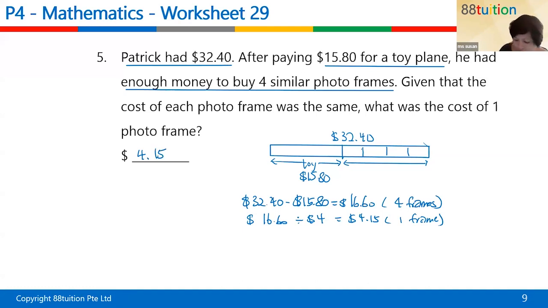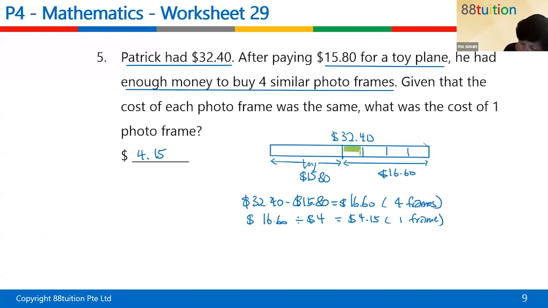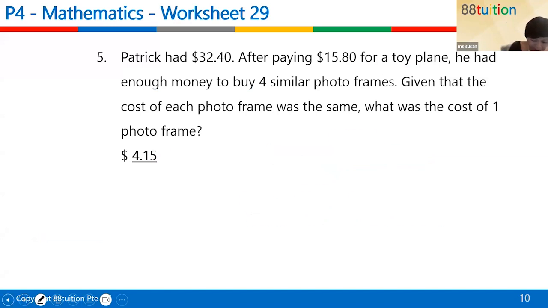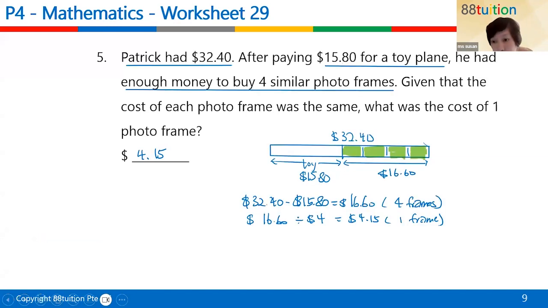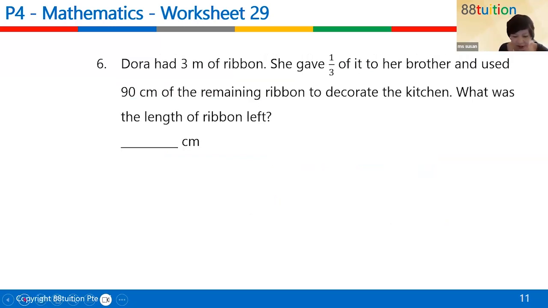$4.15. That is meant for each. So for this, each here is 1, 2, 3, 4. So far, okay? Anyone still need the slide? Don't have, okay. Question number 6.